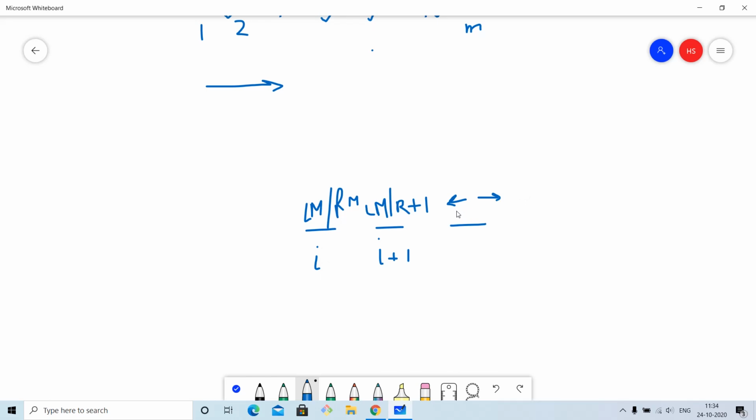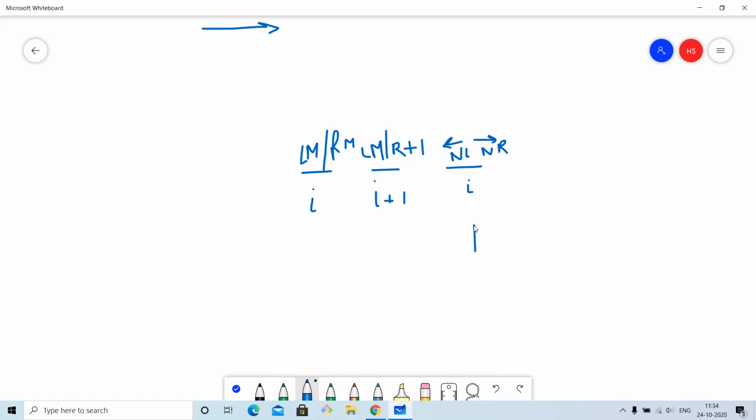So either it can be just the nearest left, I can say the nearest left to be NL, or the nearest right safe column in the ith row, right? So there will be two possibilities here, and then two options to choose from, and there will be another two options to choose from here, and there will be another two options to choose from here.